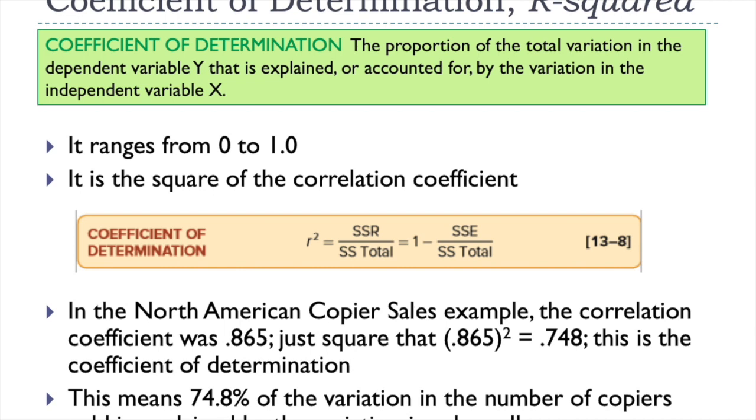If we go back to our copier example, we found our R to be 0.865, and so if we square that, we get an R squared of 0.748. So that is our coefficient of determination, or again, we would say our R squared. We then typically take our R squared and convert it to a percentage, because that helps it make more sense for a lot of people. And so for our copier example, we could say that 74.8% of the variation in the number of copiers sold is explained by the variation in sales calls, which is actually a fairly good number. That's actually a pretty good R squared for a data set.